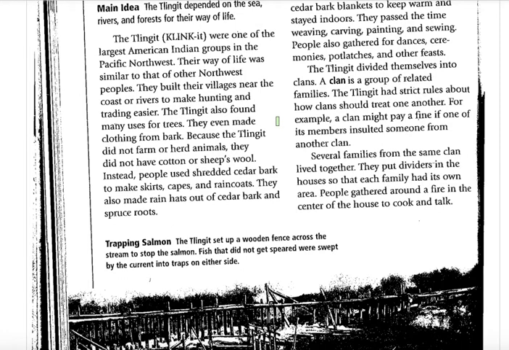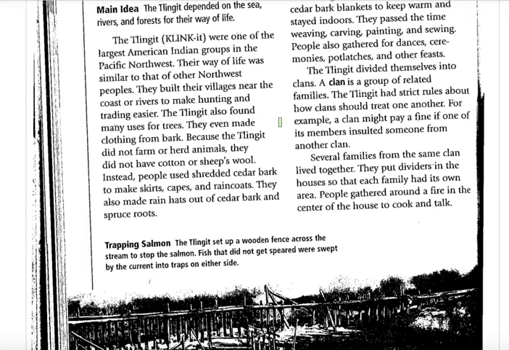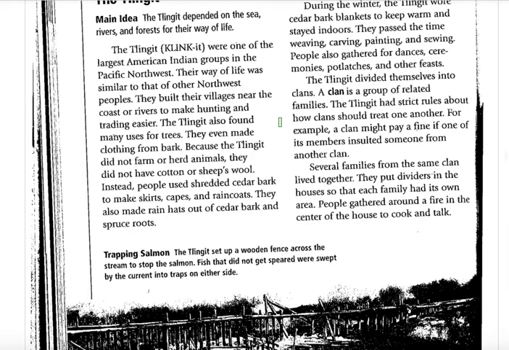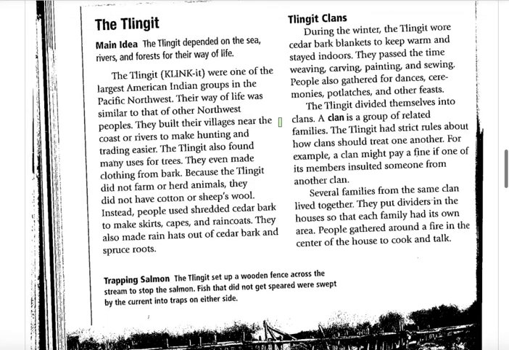They even made clothing from bark because the Tlingit did not farm or herd animals. They did not have cotton or sheep's wool. Instead, people used shredded cedar bark to make skirts, capes, and raincoats. They also made rain hats out of cedar bark and spruce roots.